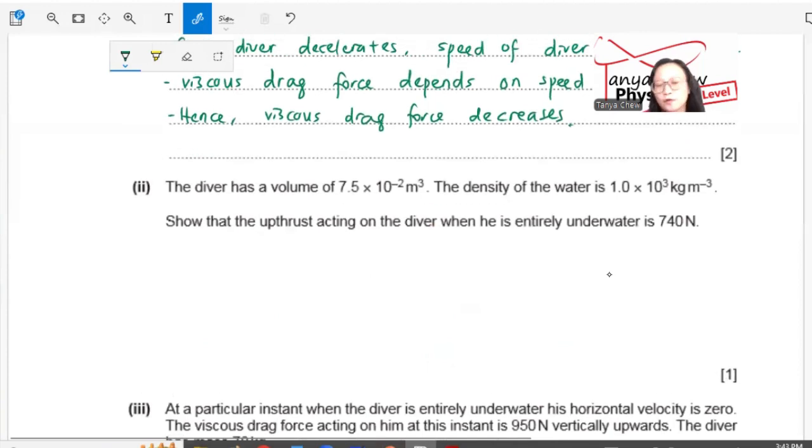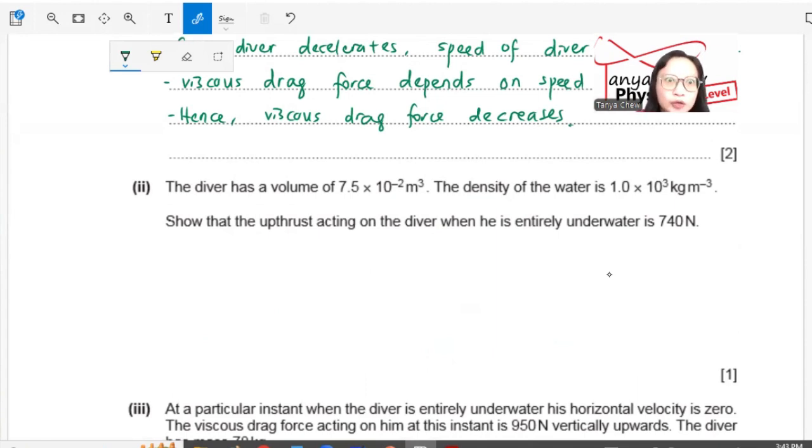D, the diver has a volume of 7.5 times 10 to the power negative 2 meter cube. The density of the water is 1 times 10 to the power 3 kilogram per meter cube. Show that the upthrust force acting on the diver when he is entirely underwater is 740 Newton.